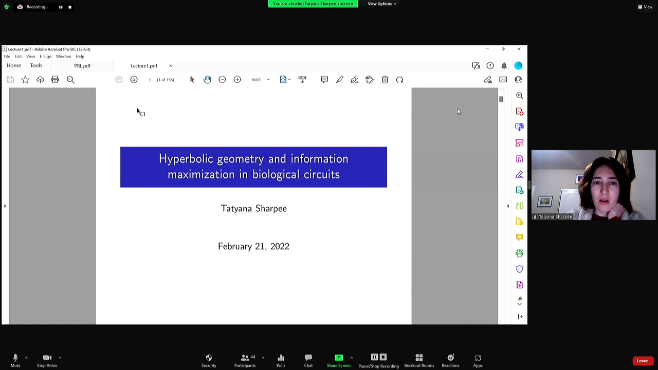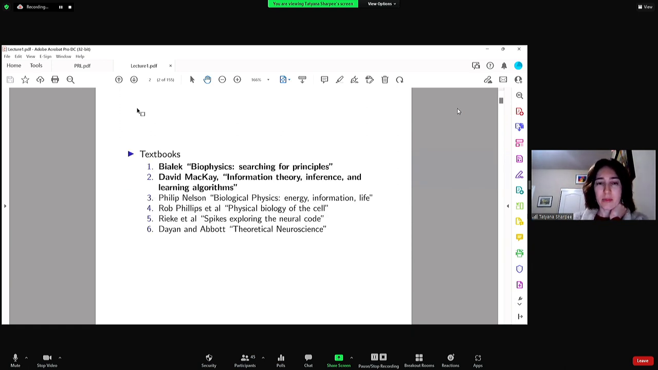So my course will be on information maximization and hyperbolic geometry. Sometimes we read from right to left. So these are the textbooks that I recommend, mostly in addition to the more recent papers that are not covered by the textbooks. These are the two primary textbooks: Bialek, Biophysics: Searching for Principles, and David MacKay, Information Theory, Inference and Learning Algorithms. And there are others to mention here that you can use as reference.